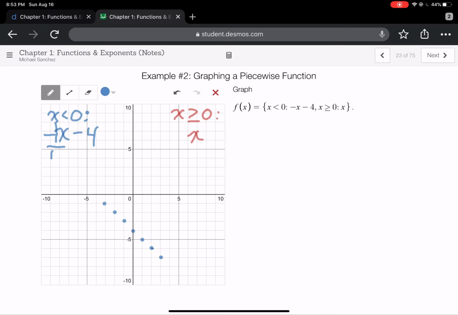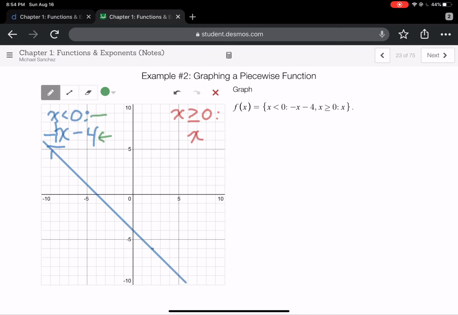All right, so it's basically a straight line, and it looks like it's decreasing. So I'm just going to go ahead and connect all of these points. Blue as well. Okay, there we have it. So that is graphing this part.